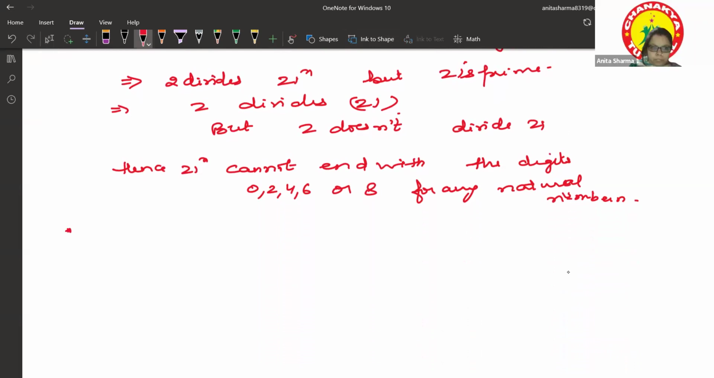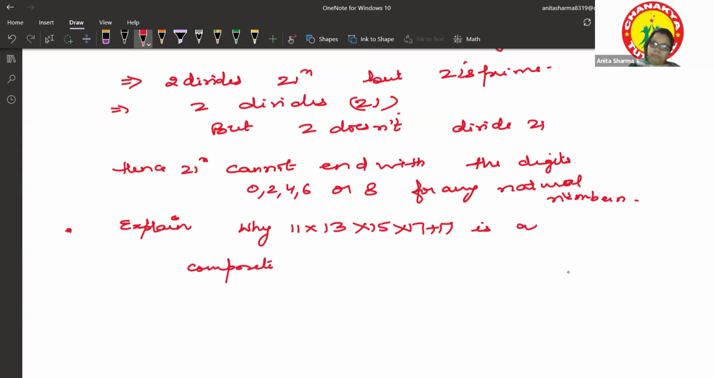So now sometimes this type of question is also seen in the exam: explain why 11 into 13 into 15 into 17 plus 17 is a composite number. So what do you mean by composite number, children? Which has more than 2 factors, right? Yes, ma'am. Right? So we will take this number 11 into 13 into 15 into 17 plus 17.